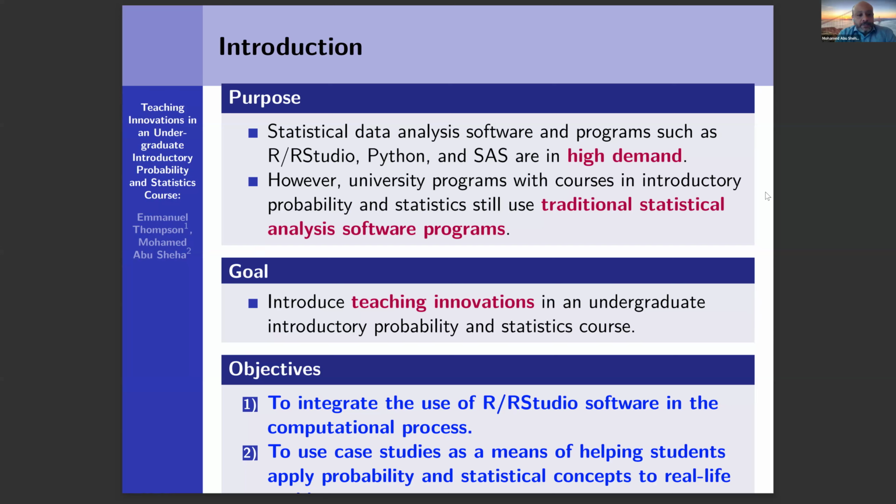The goal of this presentation is to introduce teaching innovations in undergraduate introductory probability and statistical courses. Also, the objective is to integrate the use of RStudio software in the computational process, and to use the case study as a means of helping students using real-world problems.